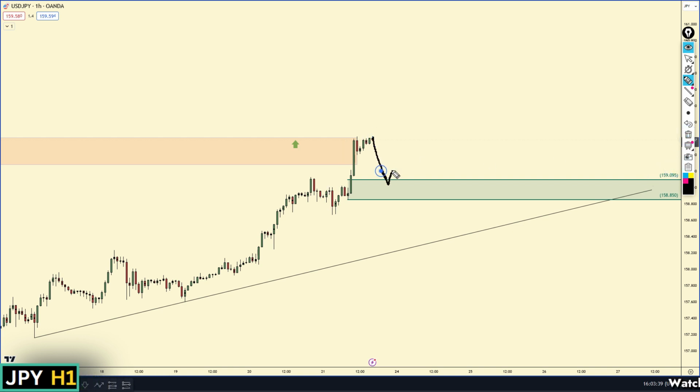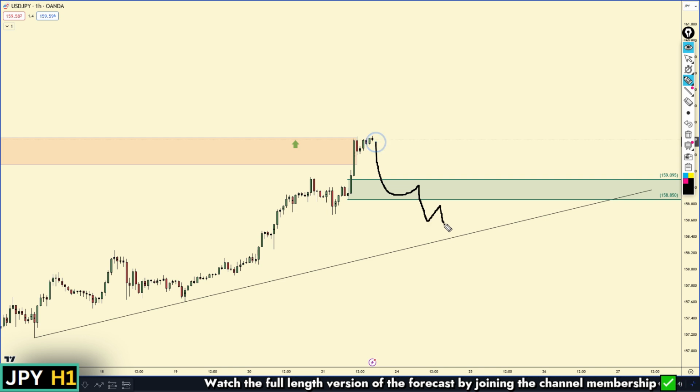So if we do get a pullback down to this 1 hour zone, we definitely could see a move off of that 1 hour area of demand. If you don't feel comfortable, maybe you think we're going to pull back a little bit deeper, that's fine.